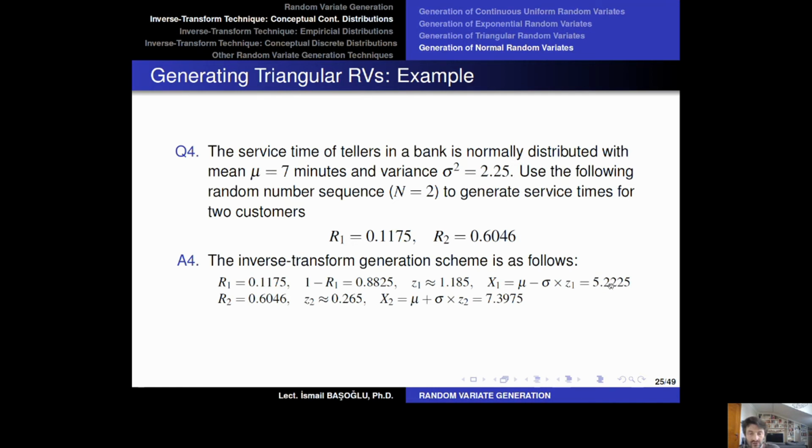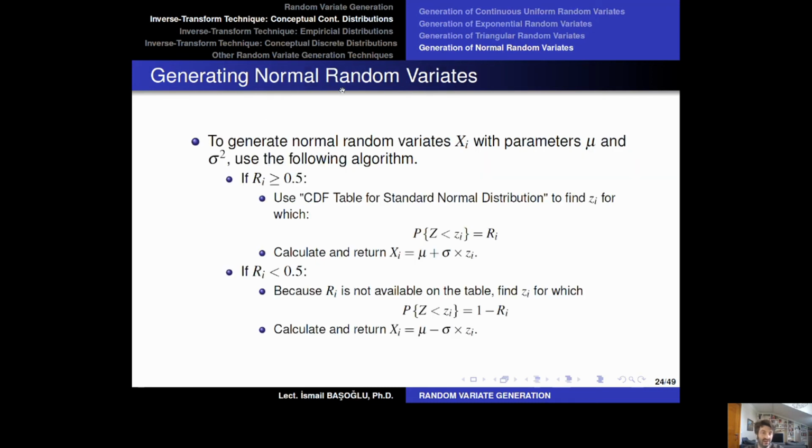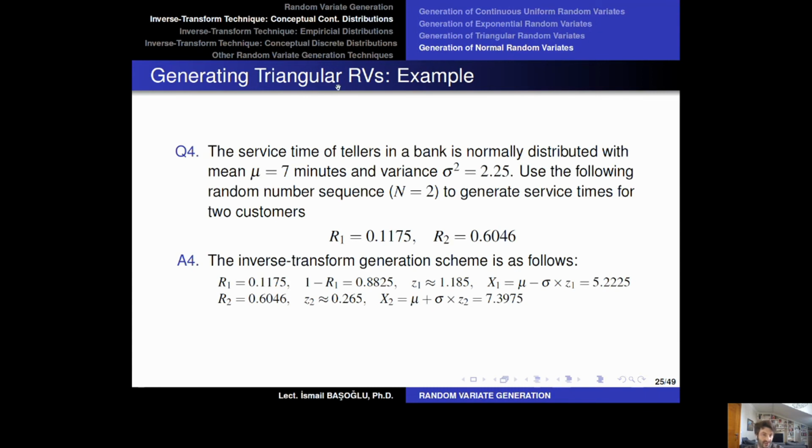So the service time for the first client will be 5.22 minutes. The service time for the second client will be approximately 7.40 minutes. So this was just a practice of the normal random variable. By the way, I need to change the header here. It should not be triangular random variable. It should be normal random variable. I'm going to change that and re-upload the document.